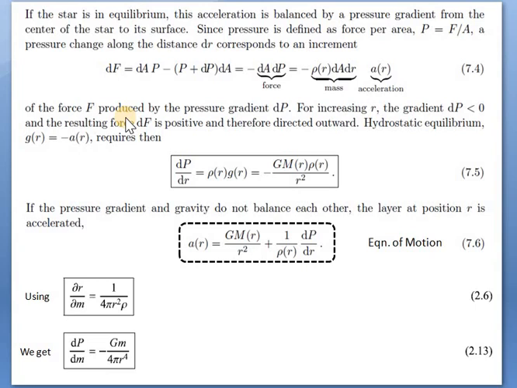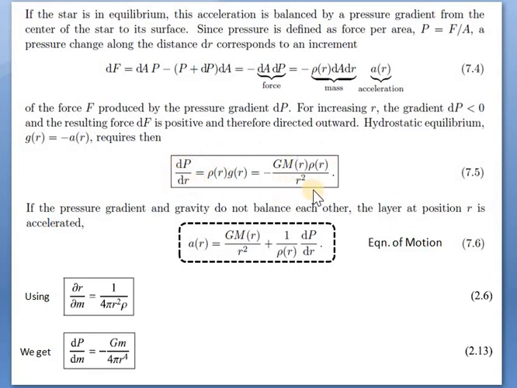And in this case, the hydrostatic equilibrium requires this expression. It is important to note that if the pressure gradient and the gravity do not balance each other, then the layer at position r is accelerated and we get this relation, which is known as the equation of motion. So, this is the actual relation, the equation of motion, and in case there is a balance, then the layer at position r is not accelerated and we get the equation of hydrostatic equilibrium.